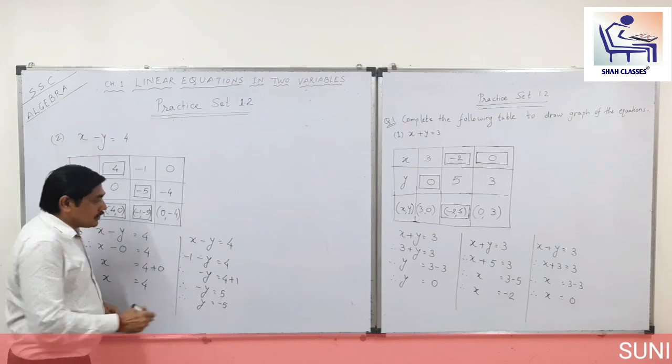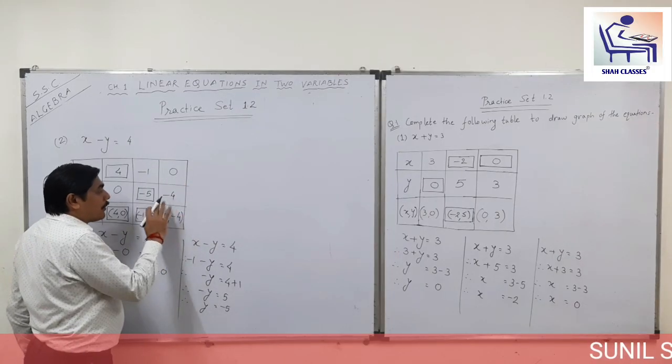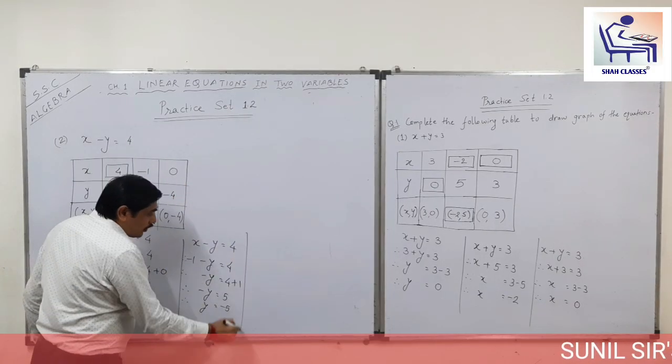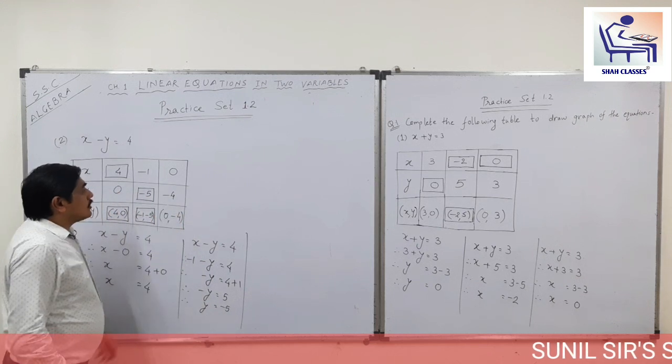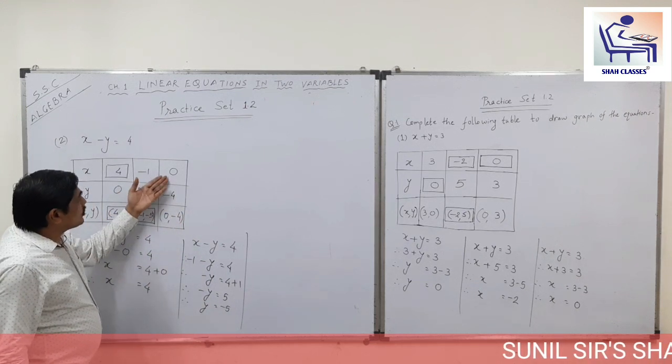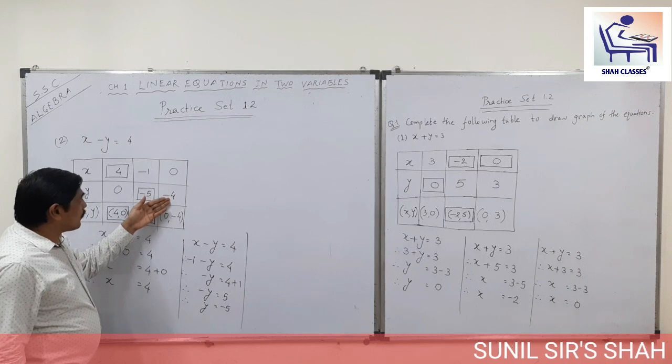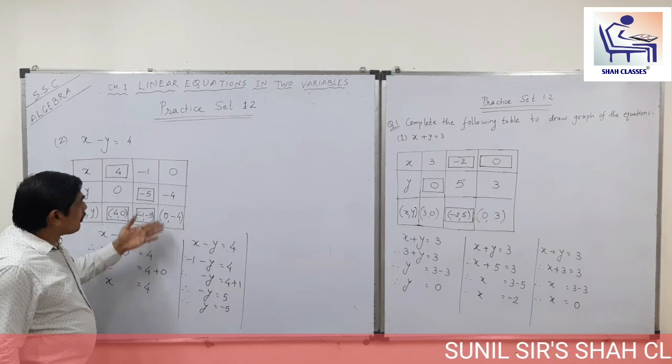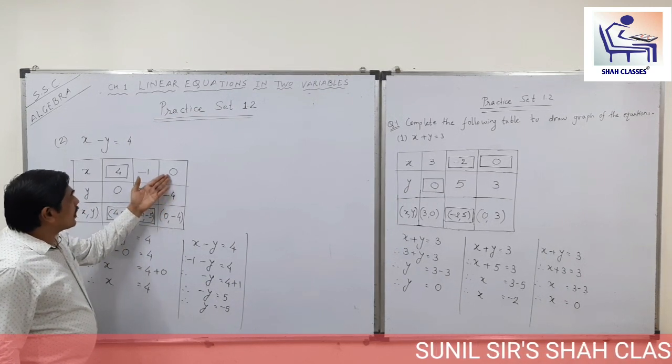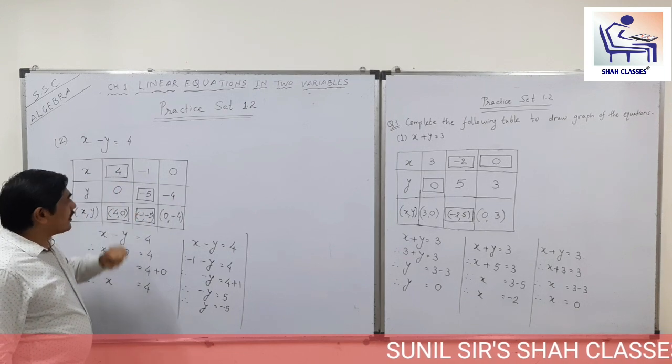You can verify this by putting any of the values here. Either you can put 0, so you will get minus 4, and if you put minus 4, then you will get the value of x as 0.